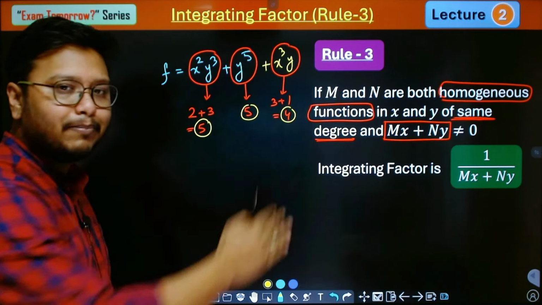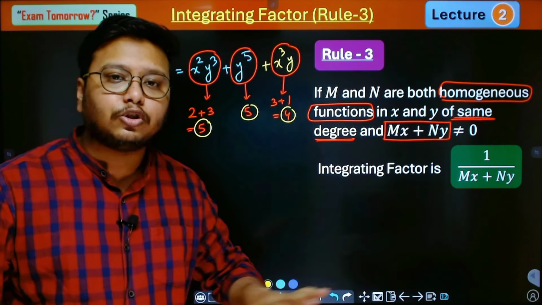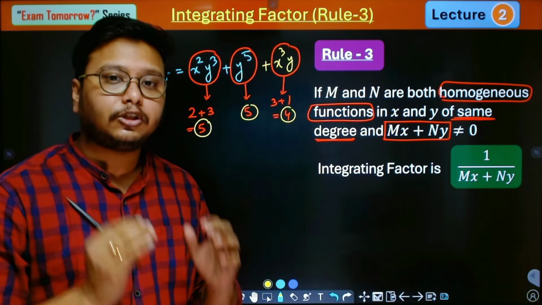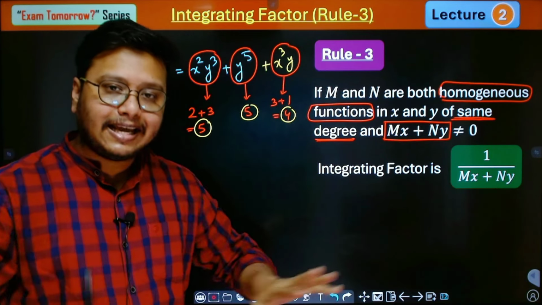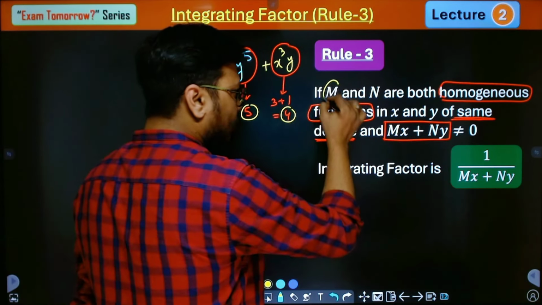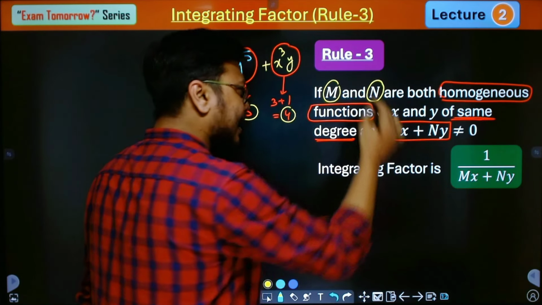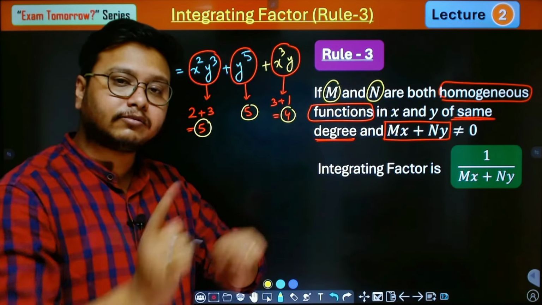So there is a mismatch of degrees. If there is a mismatch of degrees, that means it is not homogeneous. For a function to be homogeneous, all the terms should have the same degree. Now here it is saying that M has to be homogeneous and N also has to be homogeneous, and both of them have to be homogeneous of the same degree.